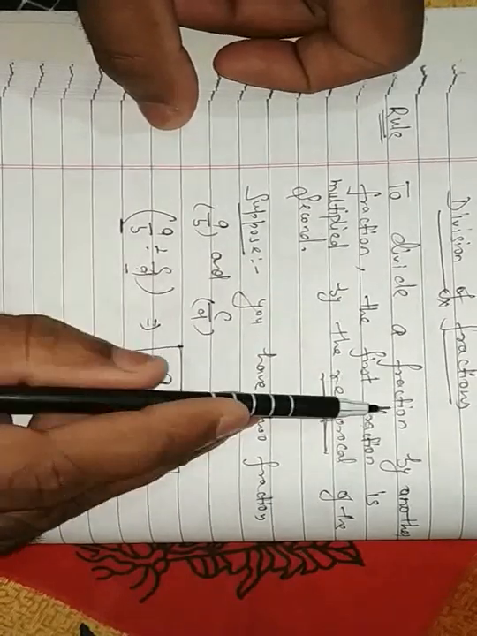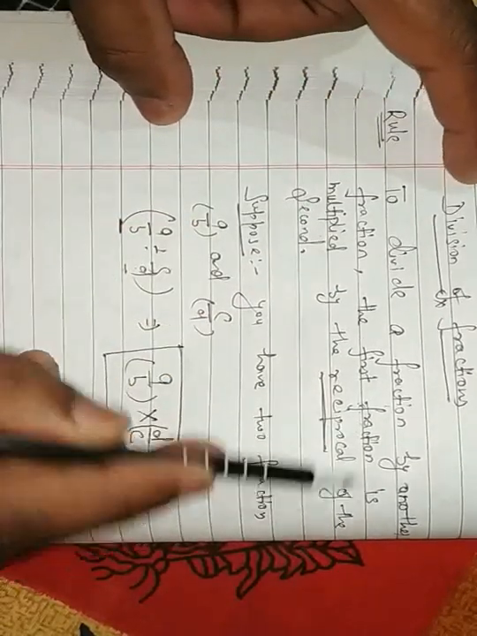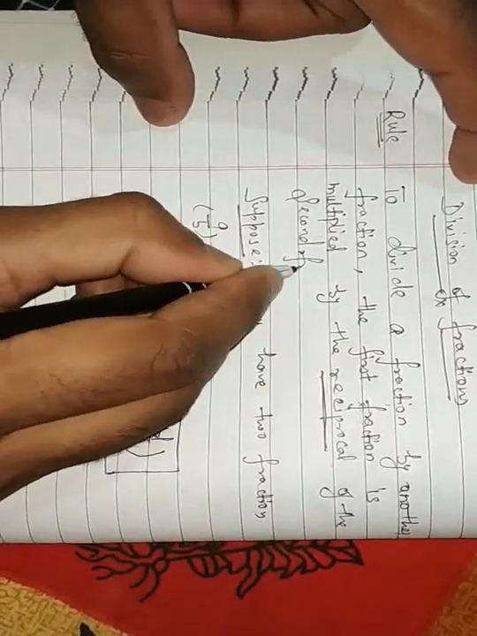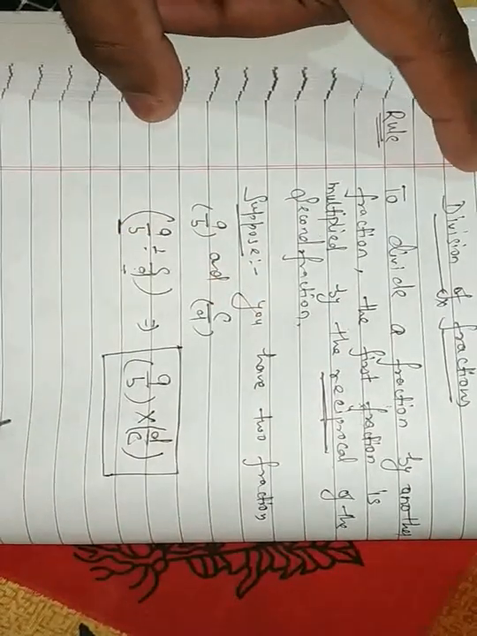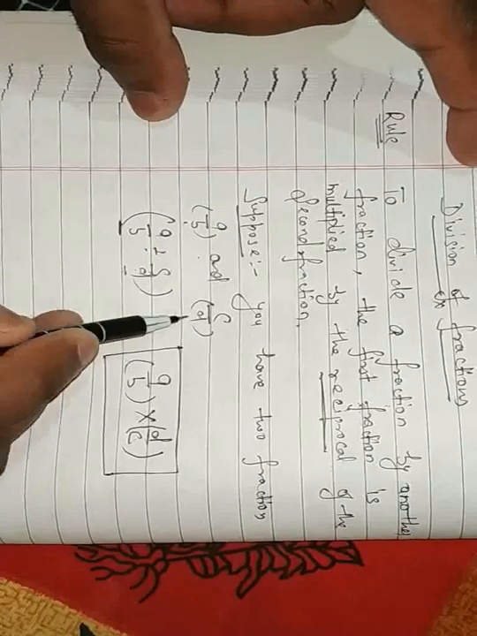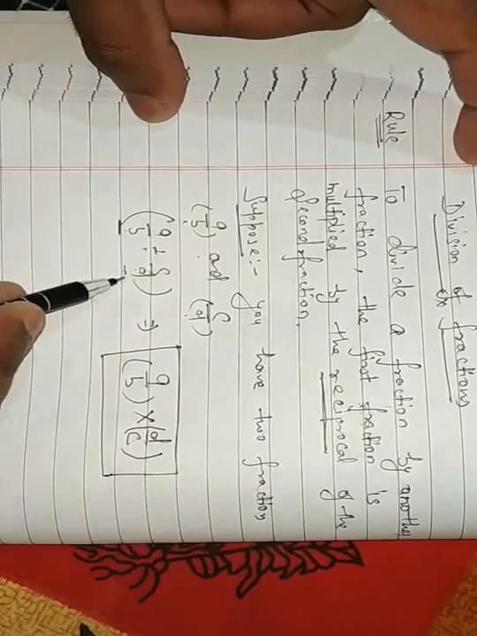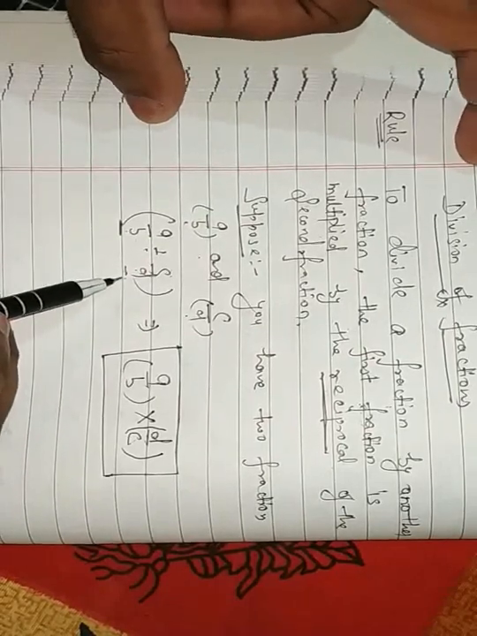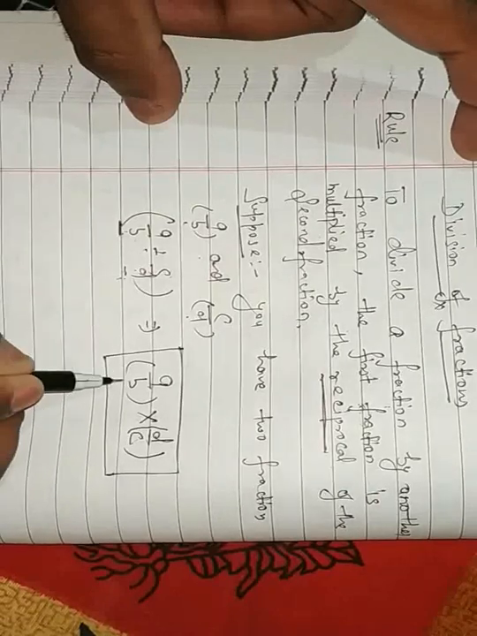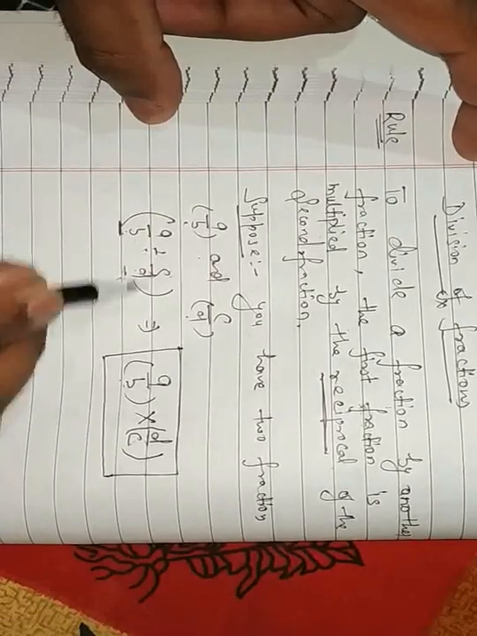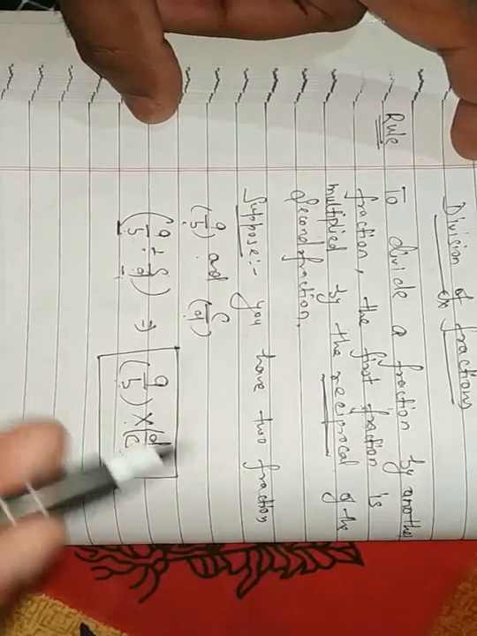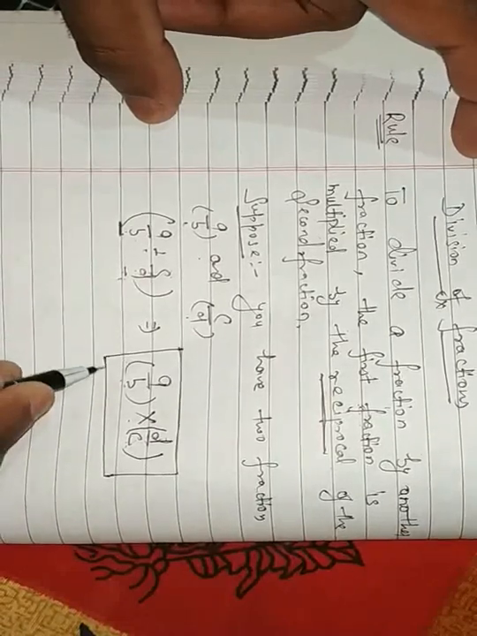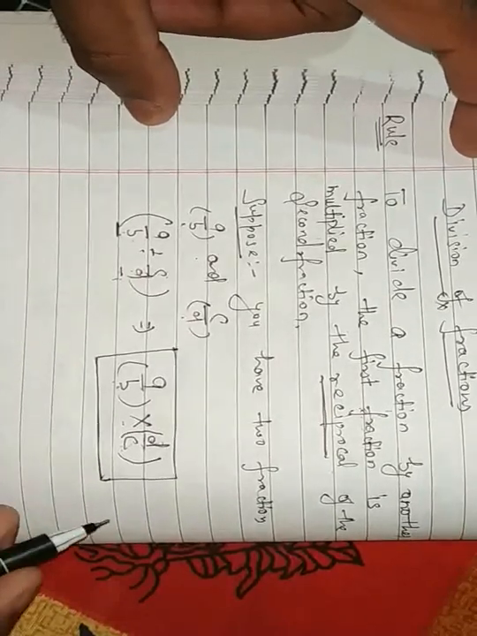Once again, to divide a fraction by another fraction, the first fraction is multiplied by the reciprocal of the second fraction. Suppose you have two fractions, a by b and c by d. So a by b divided by c by d. The first fraction, a by b, will be multiplied by the reciprocal of the other fraction. What is the reciprocal of c by d? It is d by c. So the result will be a by b into d by c.